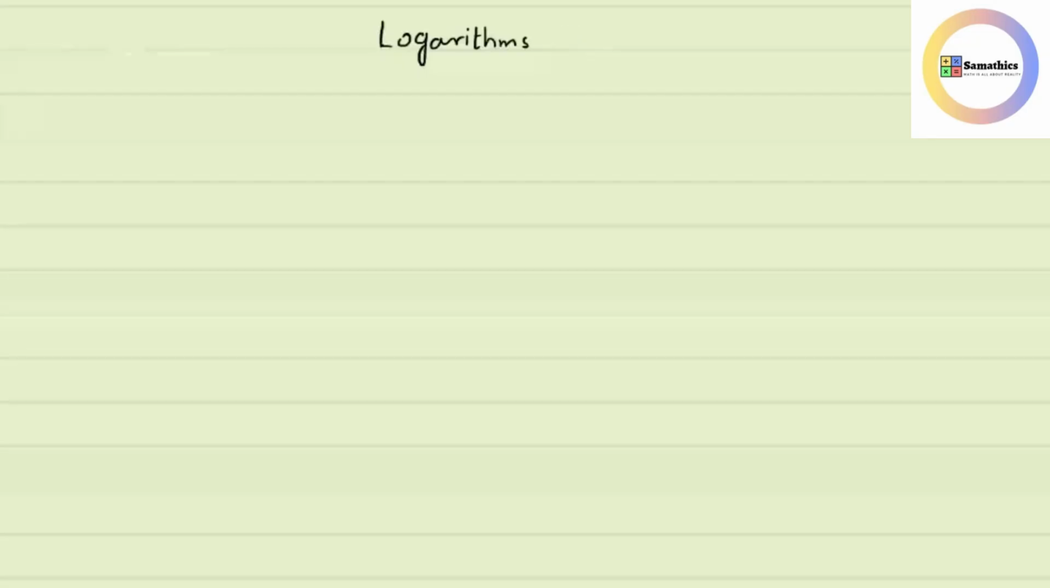So we are starting logarithms. Now, logarithms are actually a way of writing power, right? When we write something like a base with a power on it, it is equal to r. Base with power is equal to result. Now, what happens when we change it into log form?